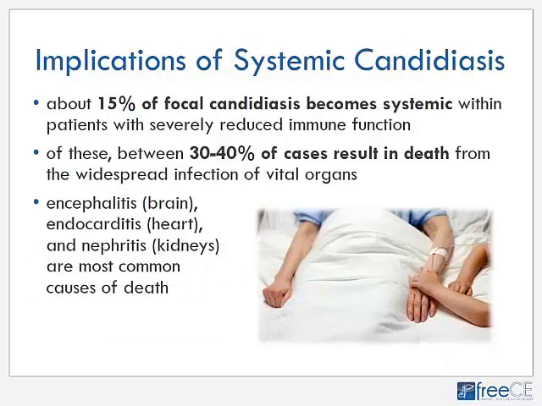As noted, about 15% of focal candidiasis becomes systemic, particularly within patients with severely reduced immune function, whether that be from advanced cancer, diabetes, AIDS, or other diseases that compromise immunity. Of this 15%, between 30 to 40% result in death due to widespread infection of vital organs. Encephalitis of the brain, endocarditis of the heart, and nephritis of the kidneys are the most common causes of death.